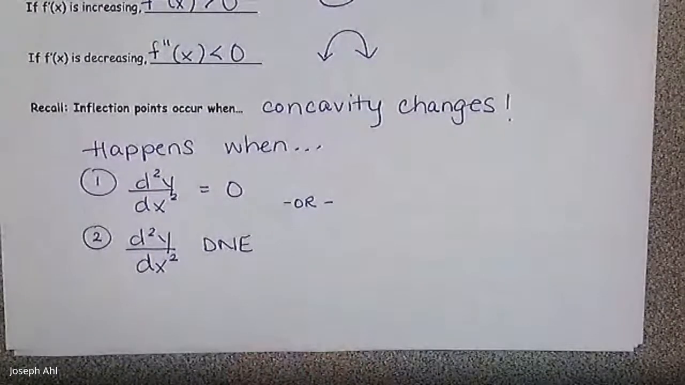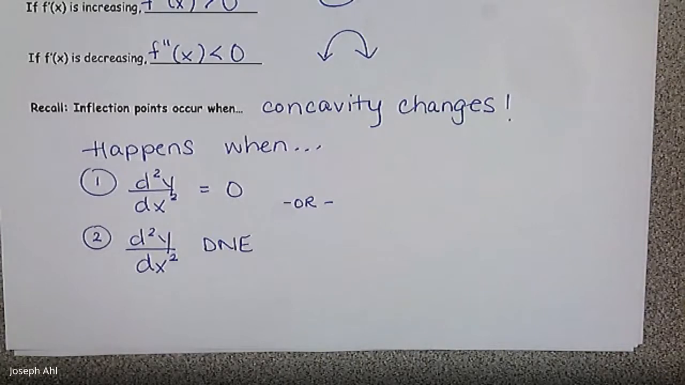So those are points that we're going to wind up putting on a kind of f double prime number line and checking to see if we have a change in sign. And if we have a change in sign at any of those critical points, then we would assign an inflection point, or certainly at least a change in concavity at that location. Okay. So this is a great summary of everything we've talked about so far in terms of curve sketching.